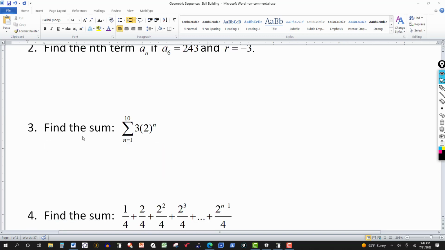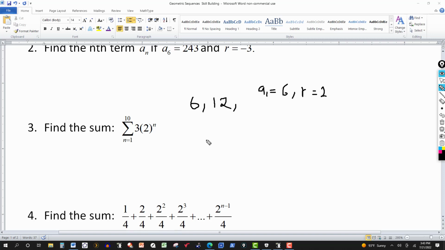This one here, we want to find the sum from n equals 1 to 10 of 3 times 2 to the n. So this is geometric. Remember, for a geometric sequence, you're multiplying the preceding term to get the next one. So if I let n equal 1, this is 2 to the first, 2 times 3, 6. If I let n equal 2, it'll be 2 to the second is 4, times 3 is 12. So we're multiplying by 2 to get the next one. So the first term is 6, and the common ratio equals 2.